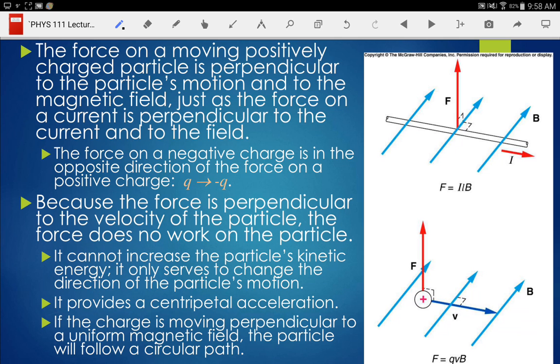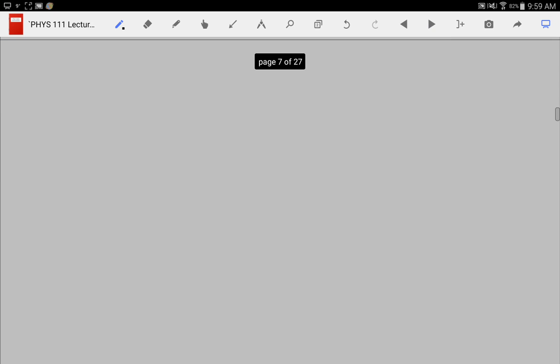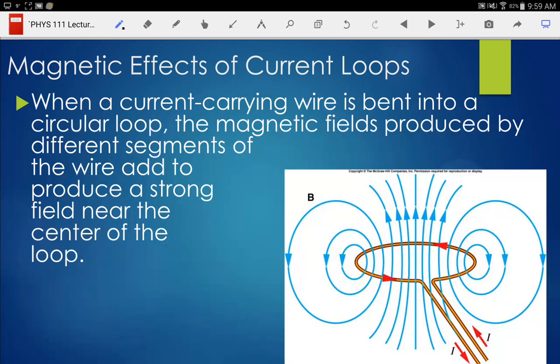Now, you also have the words tangential and radial. So you could also say it's a radial acceleration. But the key is, it'll make things do circles, because the force is always going to be perpendicular to the velocity.